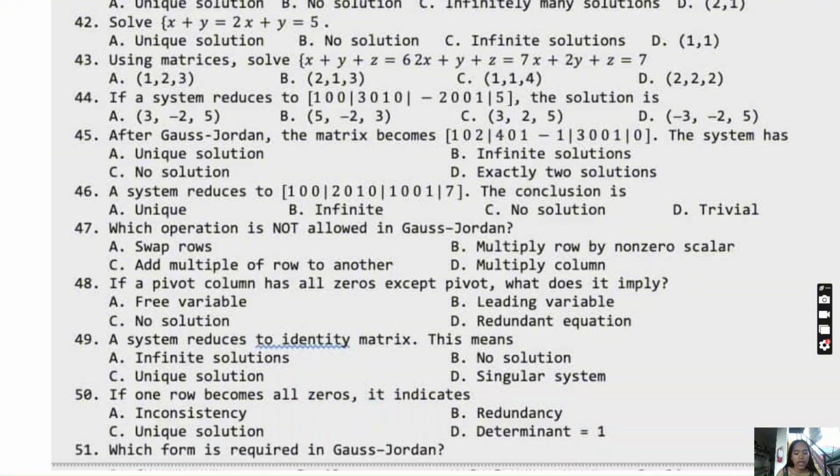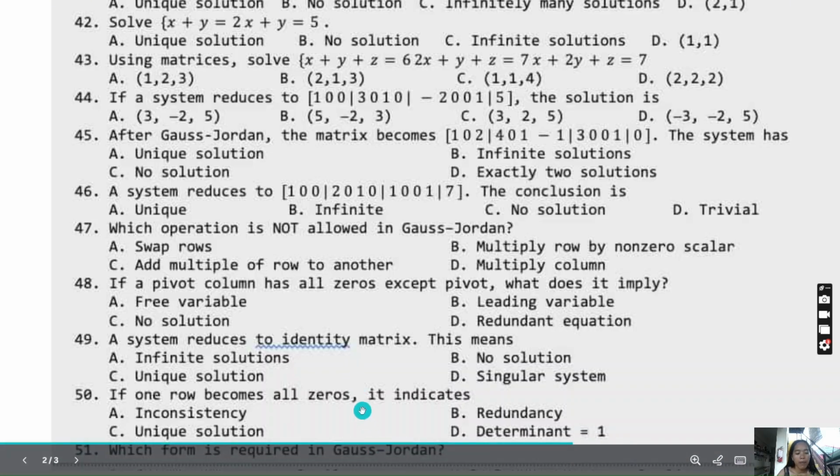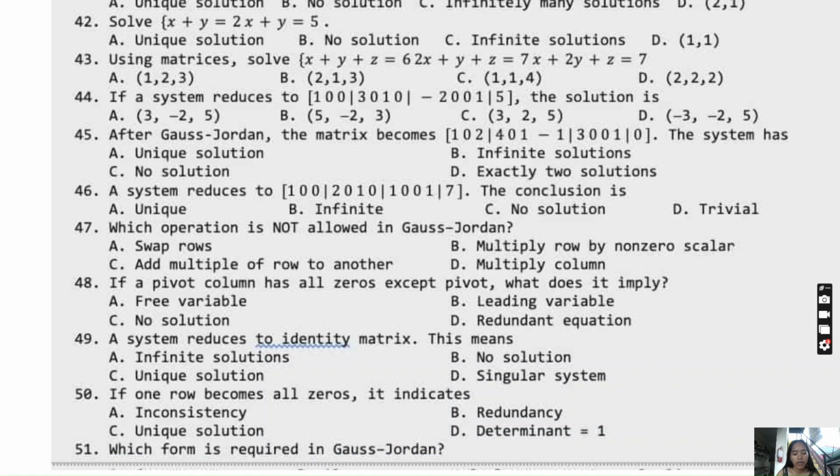Question number 50, let's proceed. If one row becomes all zeros, it indicates letter B, redundancy. That means that row does not add any new information. It is simply a redundant equation, meaning one equation was dependent on the others. So a zero row often indicates redundancy. That is where the correct answer is letter B, redundancy. So now, since we are done with number 50, let's proceed to number 51.